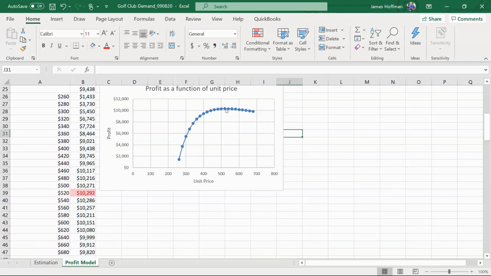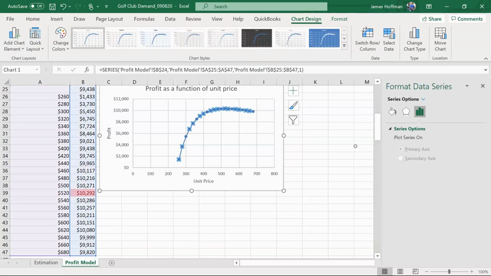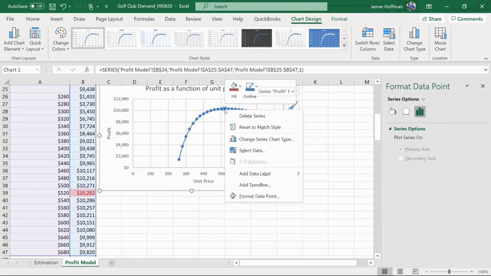let's try that again. Okay, there's 520 and 10,292, so click it twice. And you have to have it so that it's the only one selected. It might be hard to select it like this because there are so many dots in a row, but if you have it selected and you right click it, this is just a nice feature of the charts. You could choose add data label and add data callout.